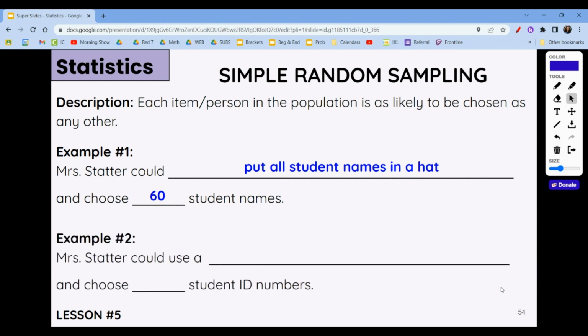Example number 2: Mrs. Statter could use a random number generator and choose 60 student ID numbers. So she could put all of your ID numbers into this generator and have the computer pick 60 numbers at random. Everyone would have a chance of being selected, and the computer would randomly select 60 student numbers. These are examples of simple random sampling.